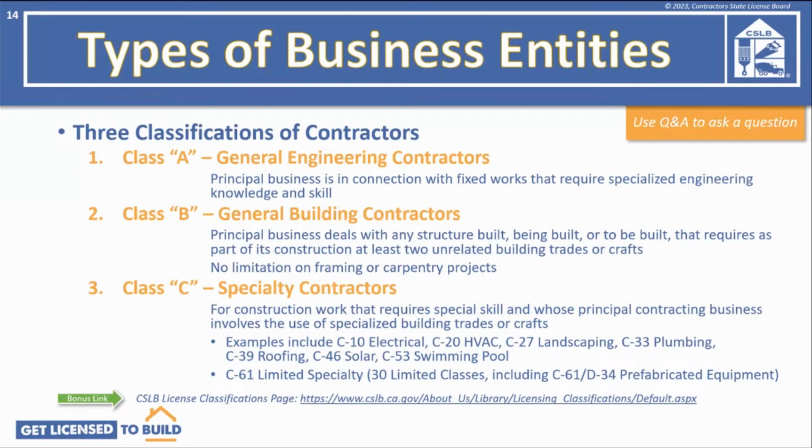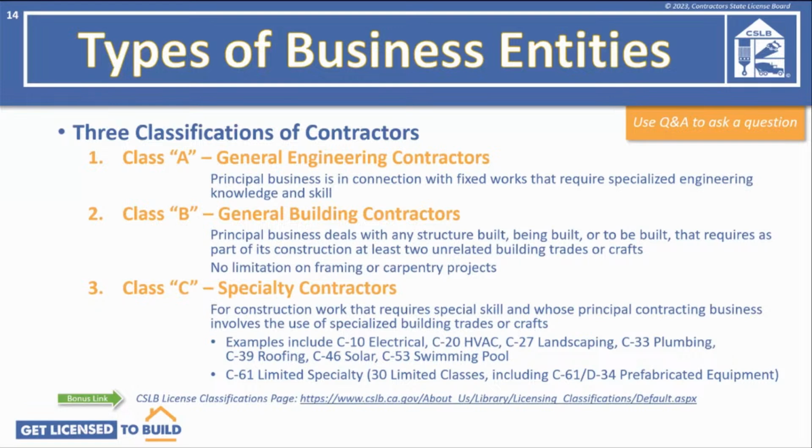The final class is C, or specialty contractors. These licenses are for construction work that requires special skills, and those principal contracting businesses involve the use of specialized building trades or crafts. Examples from this class include C10, electrical contractors, C20, HVAC contractors, C27, landscape contractors, C36, plumbing contractors, C39, roofing contractors, C46, solar contractors, and C53, swimming pool contractors, just to name a few.